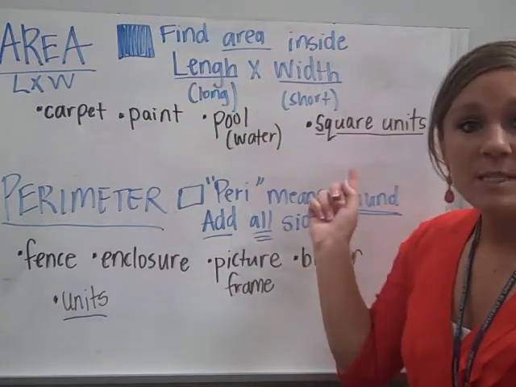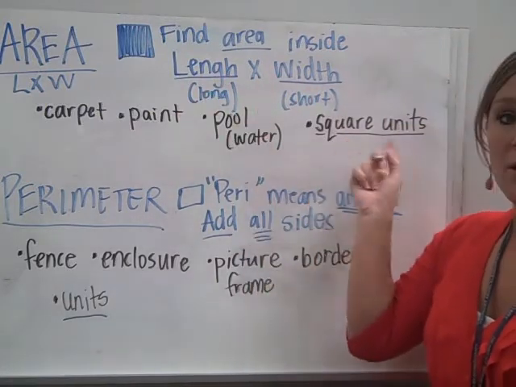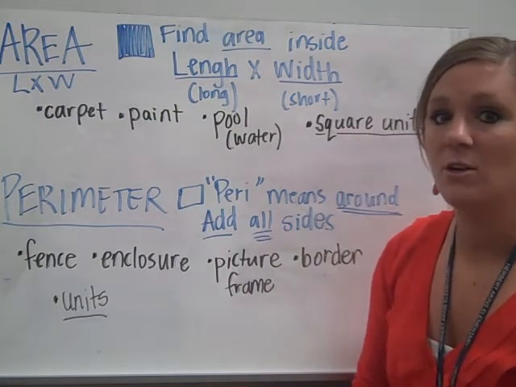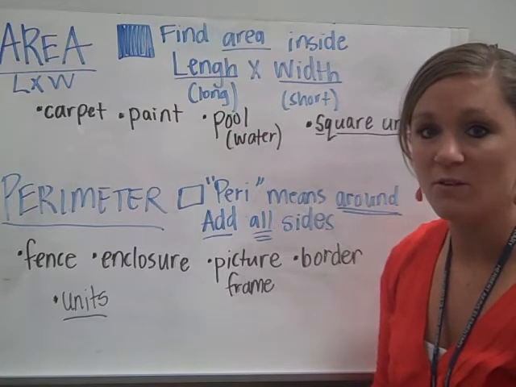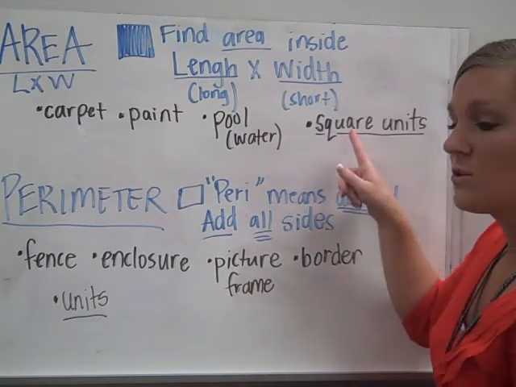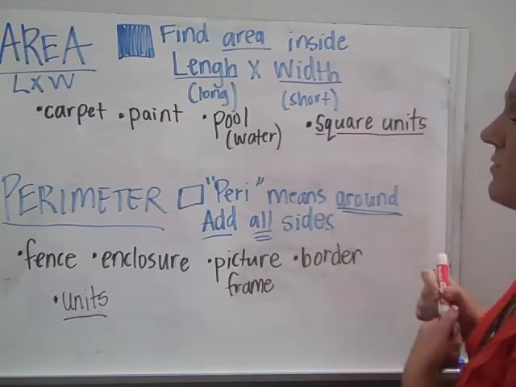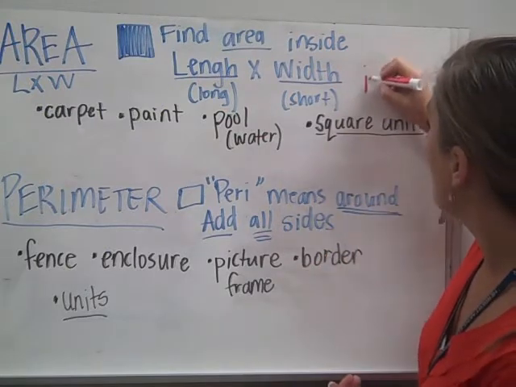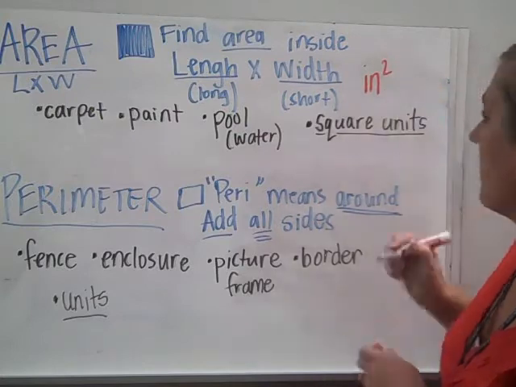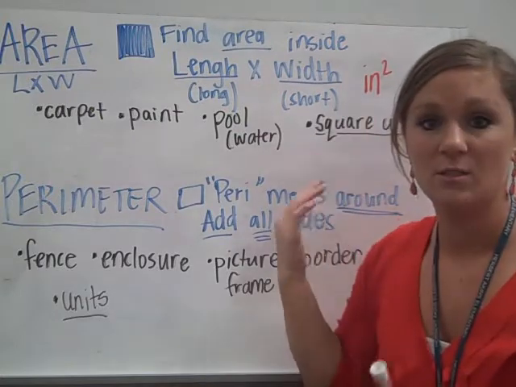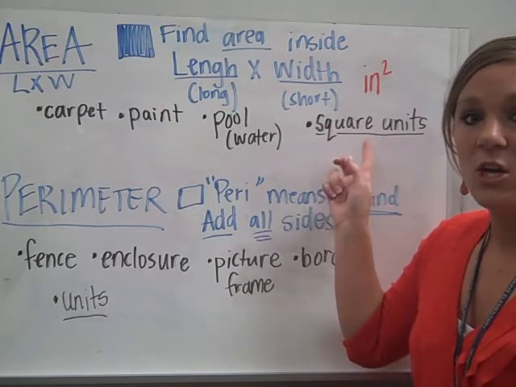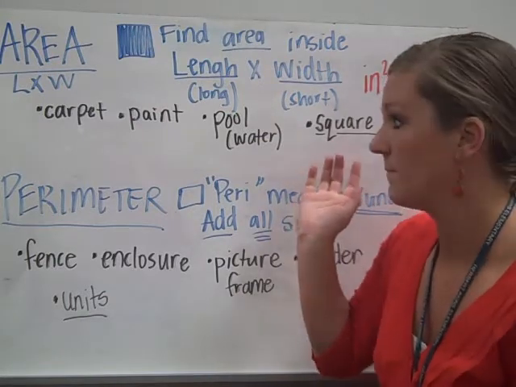Your area will always be given in square units. So units could be feet, inches, centimeters, meters, any of those forms of measurement. But it will be called square units, and you might also see it look like this. So let's say we're measuring in inches. They might give you inches squared. That little 2 means squared. So anytime you see a number and it says square units, you know that they've given you the area.